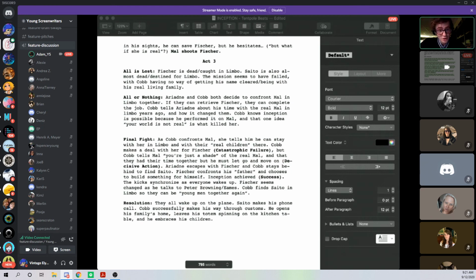And that leads to the catastrophic success of they get Robert Fisher now. Robert Fisher moves on to make peace with his father, and Inception works. Their objective is unexpectedly finally achieved. All the kicks synchronize correctly. Cobb rescues Saito from unconstructed dream space, and they get to the resolution, which is them all on the plane together. Saito looks at Cobb and says, oh, I'll make the phone call. He gets to the airport.